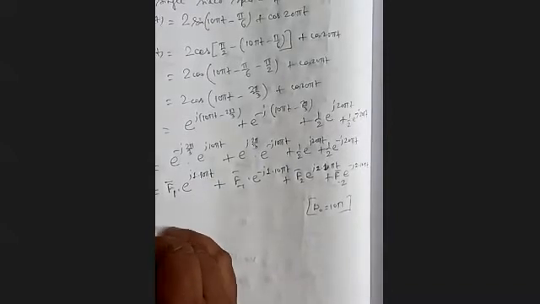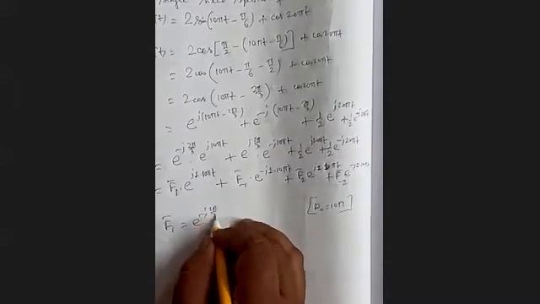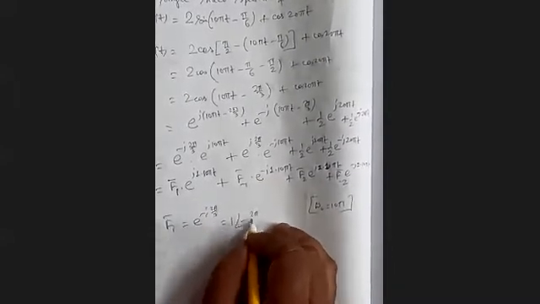So what is F1 bar? F1 bar is e to the power minus j 2 pi by 3, or 1 angle minus 2 pi by 3.